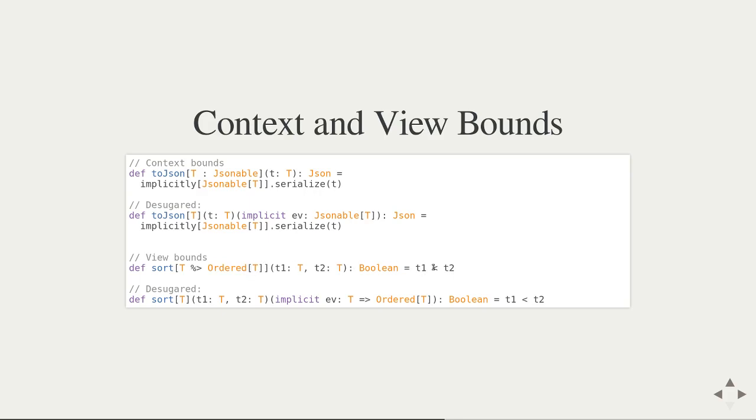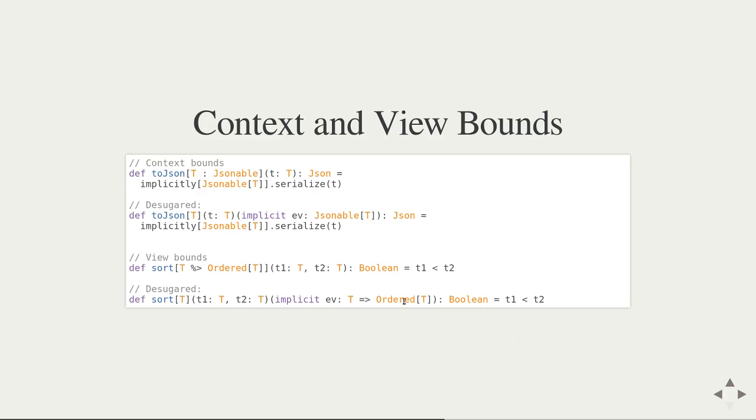We don't know that it has a less than function on it. But when we desugar this type bound, we add an extra implicit parameter list that says you can't call this function with a type that does not have a T to Ordered of T function available implicitly. So our T must be able to be wrapped and turned into an Ordered of T. And what that will do is any functions that are available as a result of wrapping this object and turning it into an Ordered of T are available within the function.